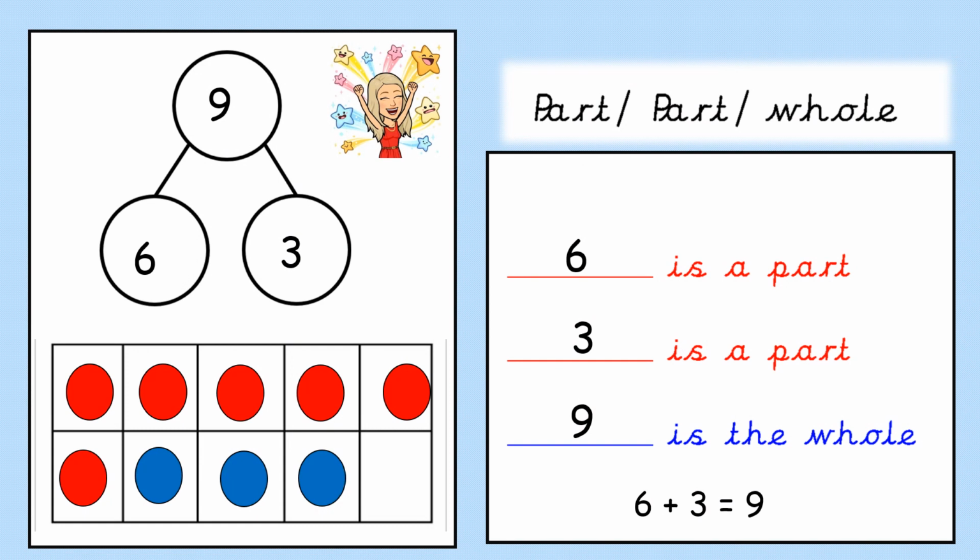So, how many are red? Remember, we don't count. I can see 5 at the top, a finished 5, and I can see 1 down the bottom, and I know that that is 6. Well done. So 6 are red, so 6 is a part. How many are blue? 3, very good. So 3 is a part, and altogether there are 9. So my number sentence is 6 plus 3 is equal to 9.